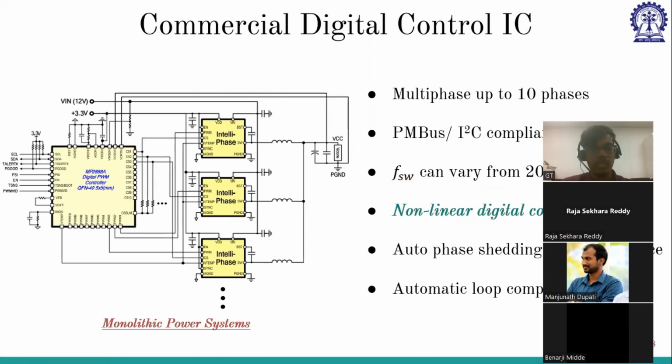Also, it has nonlinear digital control for faster transient response. And if you know something about multi-phase buck converters, they have an issue called the current balancing issue. For that, people use different algorithms to achieve current balancing, and this digital controller has inbuilt auto phase shedding as well as current balancing, and automatic loop compensation is also available in this digital control. This is one such example of digital control in commercial ICs, but there are several such ICs already available, and Sir has discussed them in the lectures.